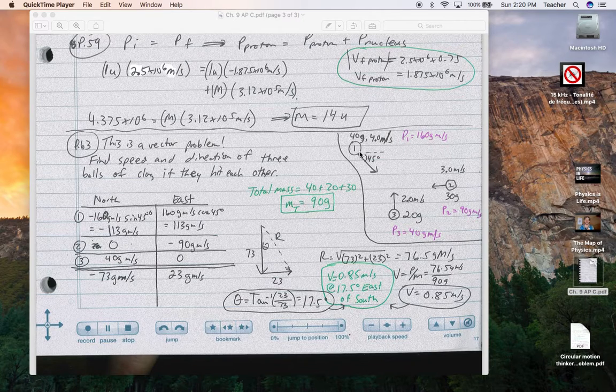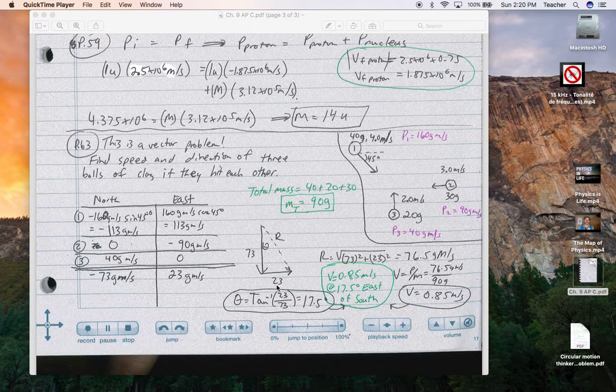And then I get the components of this going to the south and to the east. I labeled this north and east. You could label it south and east if you want. Just be consistent with the numbers. So if this thing is going to the southeast and I called this north, this would be a negative component. So I used trig to get that. Use trig to get this. It's a 45-degree angle, so that was easy. This one's momentum was all going to the west, so that's negative 90 east. This one was all going north, so that's positive 40. So I end up getting negative 73 gram meters per second north, positive 23 gram meters per second east.